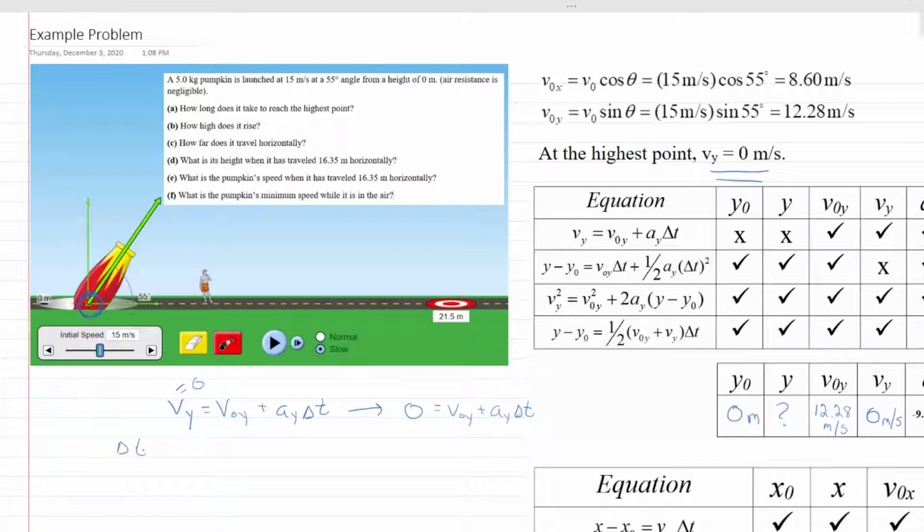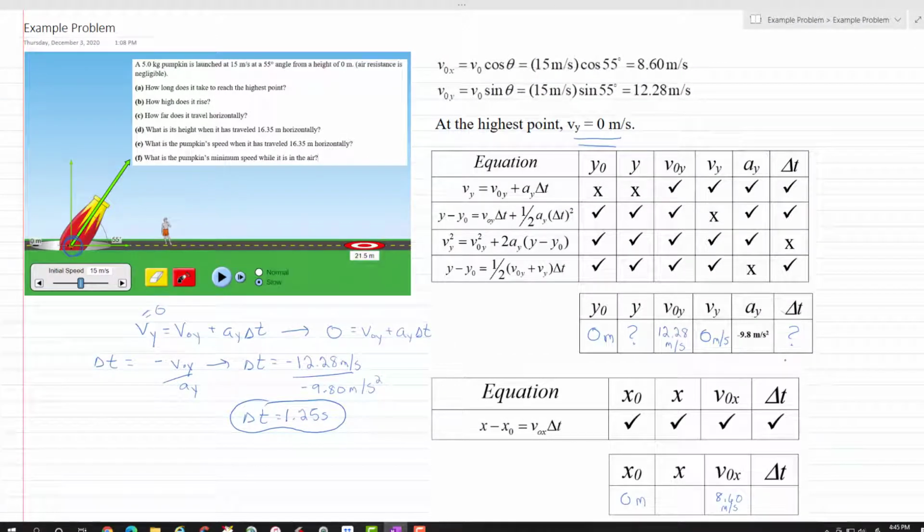Solving for delta t, what we get is the elapsed time from launch to highest point is equal to negative V naught y over Ay. So plugging in our values, we get delta t equals negative 12.28 meters per second divided by a negative 9.8 meters per second squared. Do the math, and what you'll get is it takes 1.25 seconds to reach the highest point. So now we know my elapsed time is 1.25 seconds to the highest point.